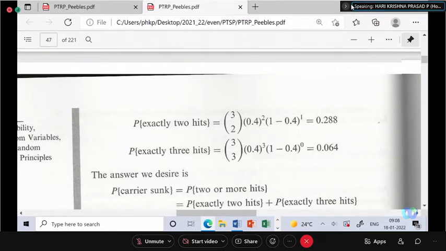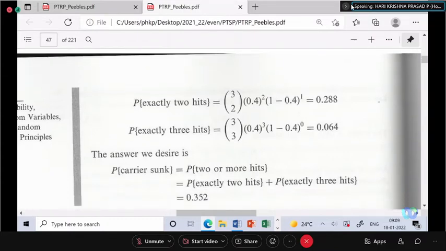So exactly two hits means the desired event is hitting the aircraft carrier. So how many times should we hit? Two times. So small k happened to be 2, capital N happened to be 3. So 3C2, 0.4 raised to power 2, then (1 minus 0.4) raised to power 1. Then probability of exactly hitting 3 times: 3C3, 0.4 raised to power 3, (1 minus 0.4) raised to power 0. Okay. The answer we desire is C.